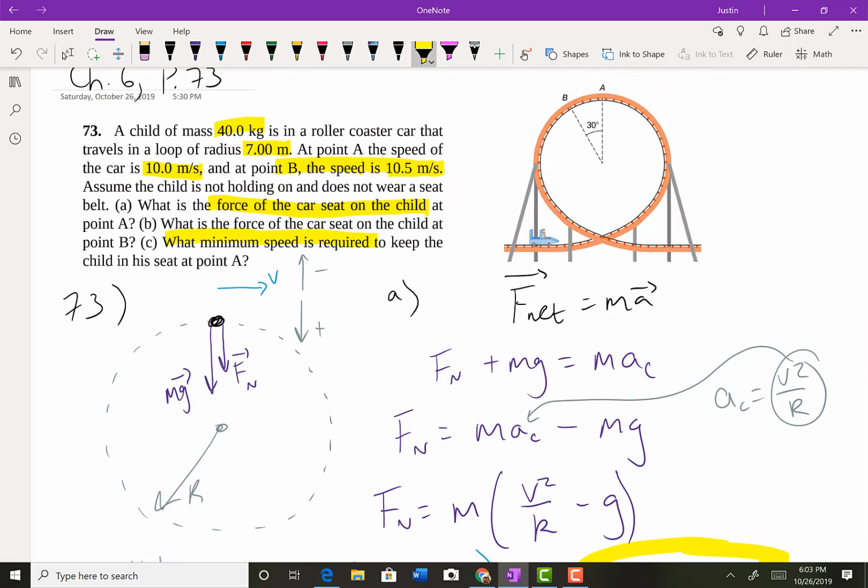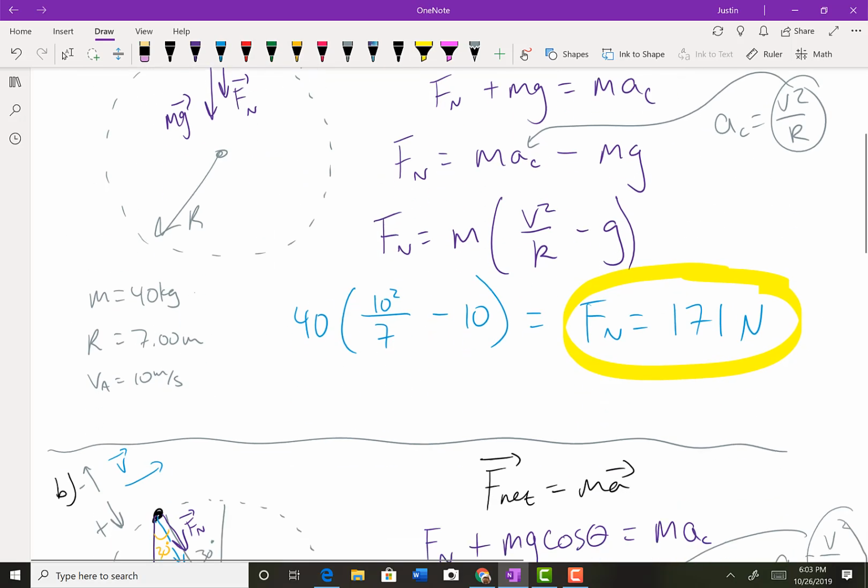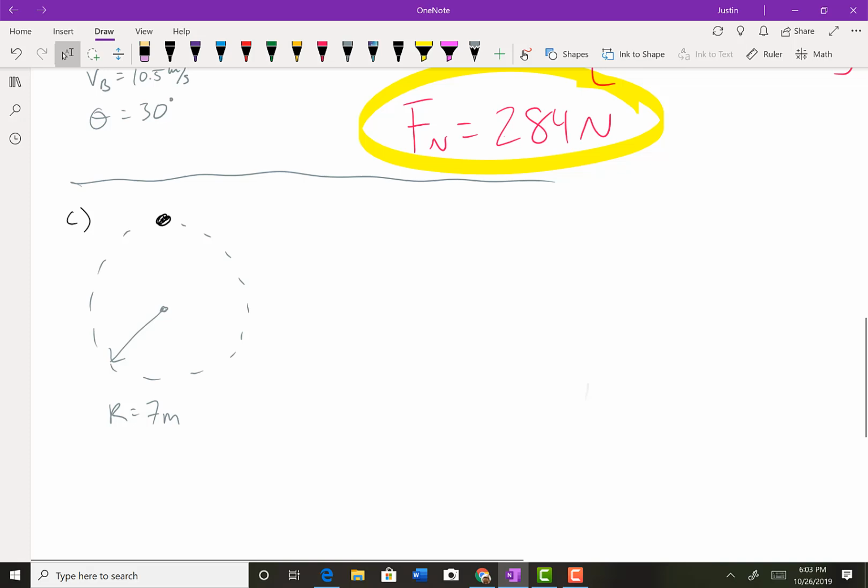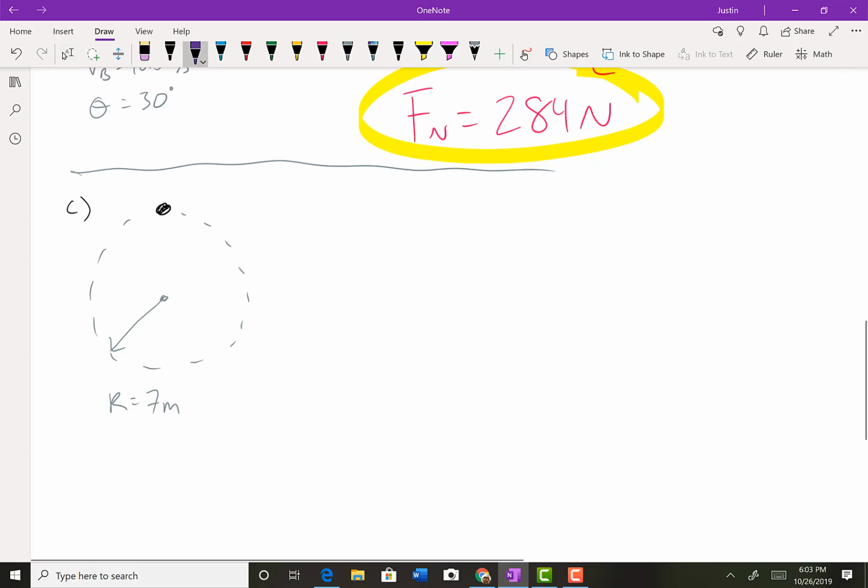So what minimum speed is required to keep the child in his seat at point A? So again, we're at the top here. What minimum speed is required, they're asking us. So there's a bit of a trick to this. Well, kind of a trick, but you can reason your way through it.